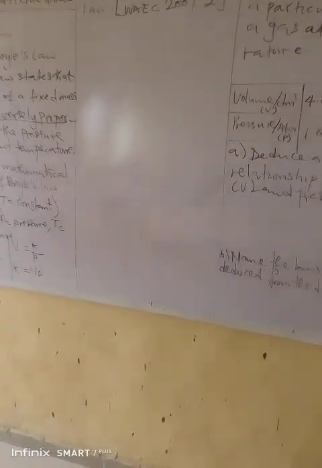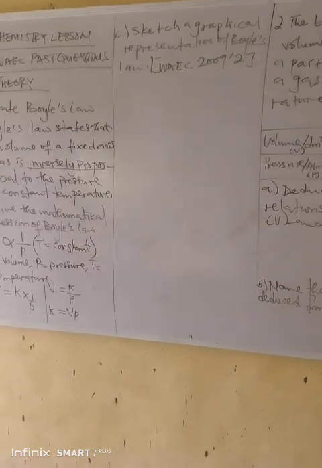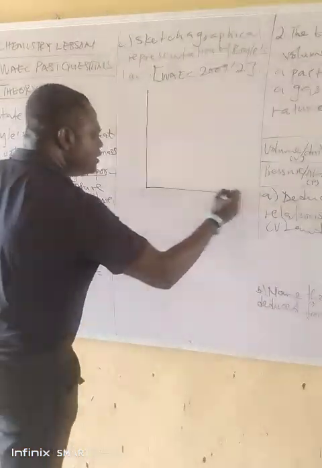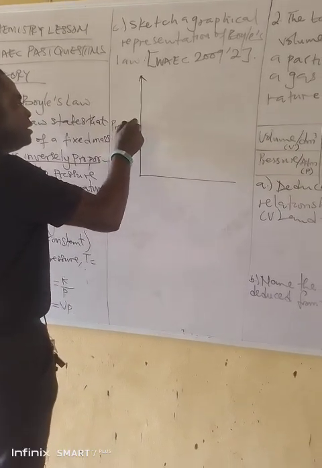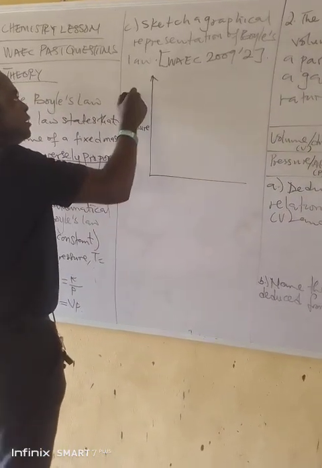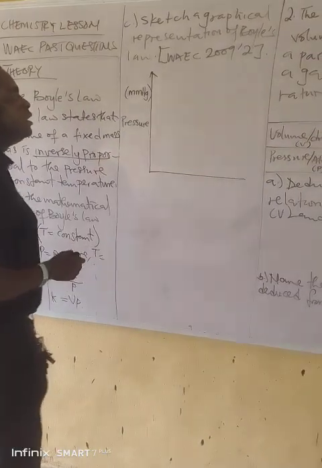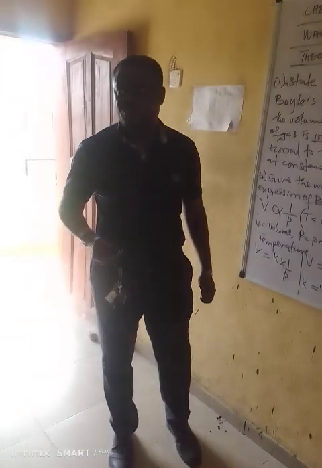Then the next question says we should sketch a graphical representation of Boyle's law. Now, there are so many ways you can sketch it. You can sketch something like this. Let this one represent pressure. You can put, and let the SI unit be millimeter mercury. That's not the only SI unit of pressure we have. You can also use atmospheric pressure, atm.